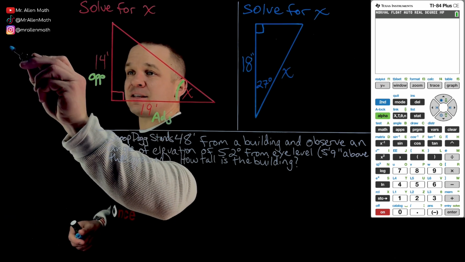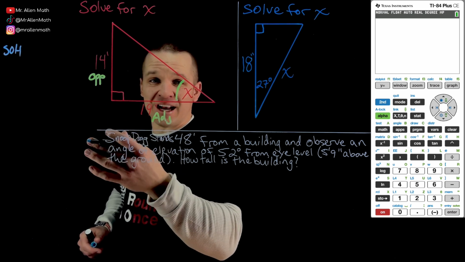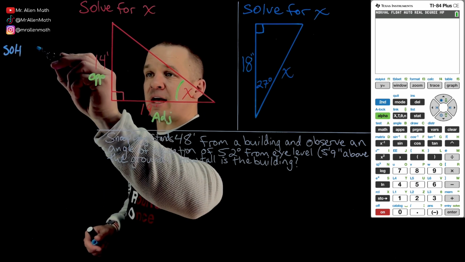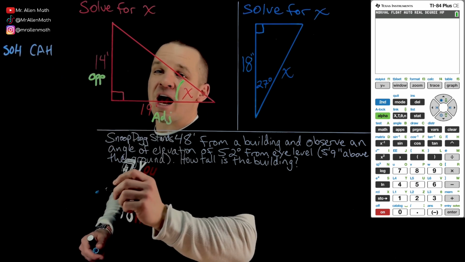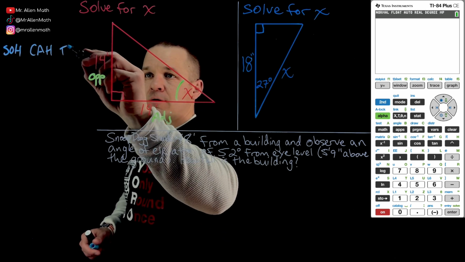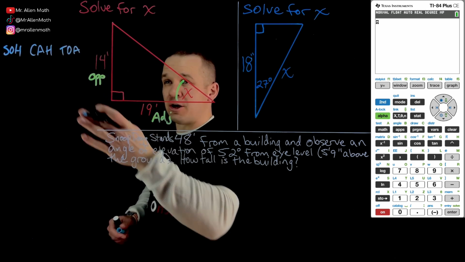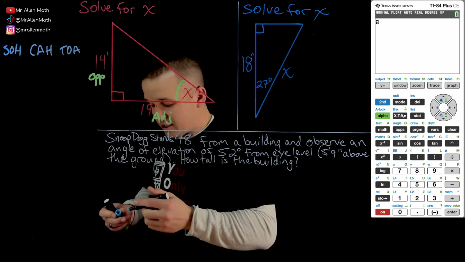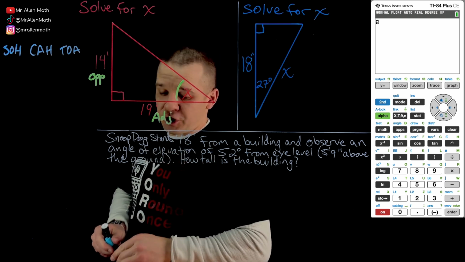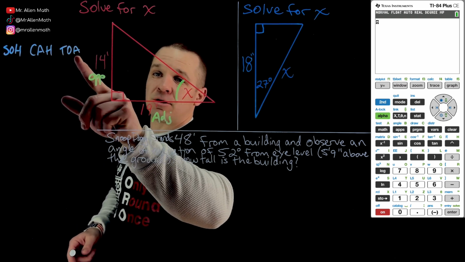We have SOH, that's sine is opposite over hypotenuse. Cosine is CAH. And then we have tangent opposite over adjacent. All right, so commit that to memory. It's an acronym that helps us remember what it is. Those are my ratios. This means that tangent is the opposite over the adjacent.